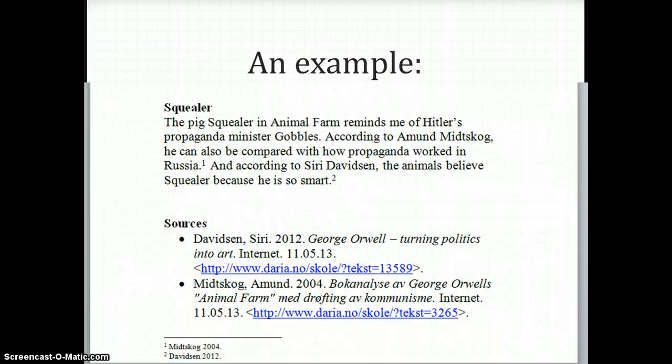And here is how it could actually look. Study it closely, and good luck.